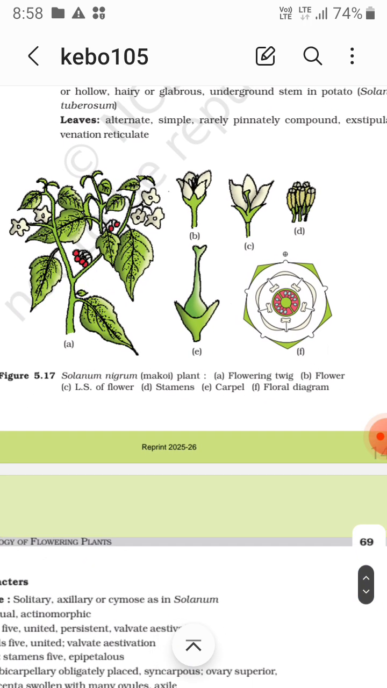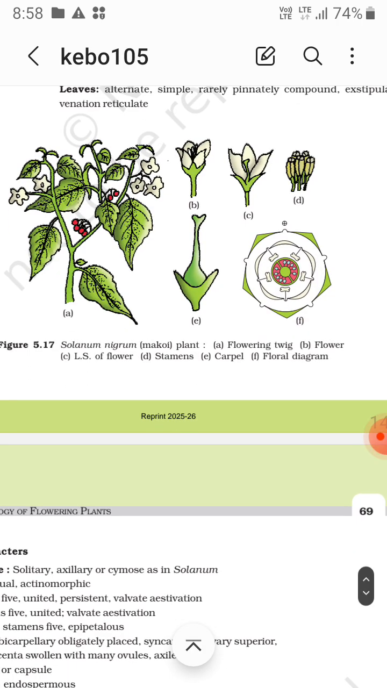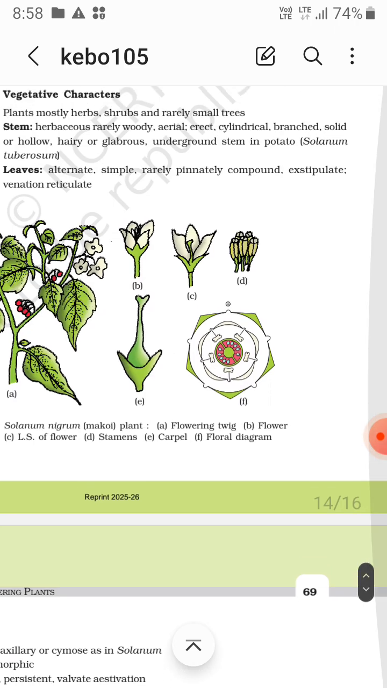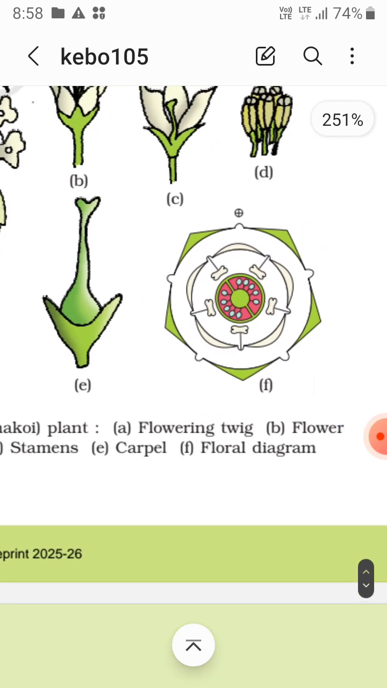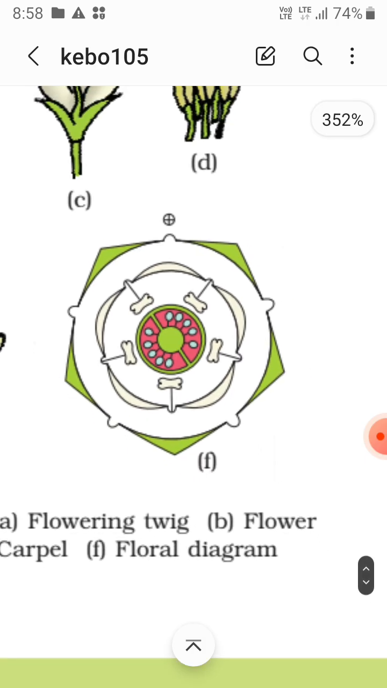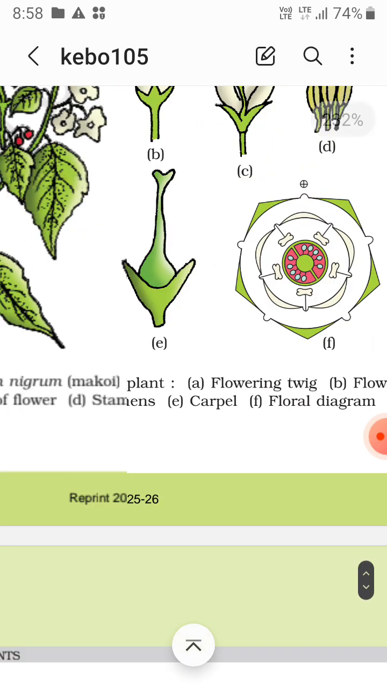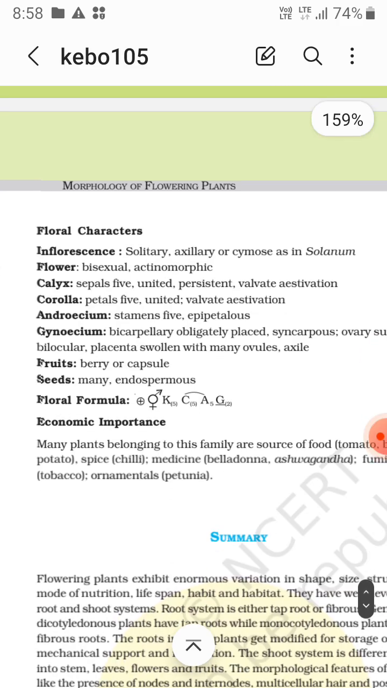Now, here is the diagram. This is Makoi, that is Solanum nigrum plant. A is a flowering twig, B is the flower, and C is the LS section of flower. Then D is the stamens in bundles, and E is the carpels. And this is the floral diagram of Solanaceae. As you can see, there is a plus sign over it, that represents actinomorphic. Now the floral characters.